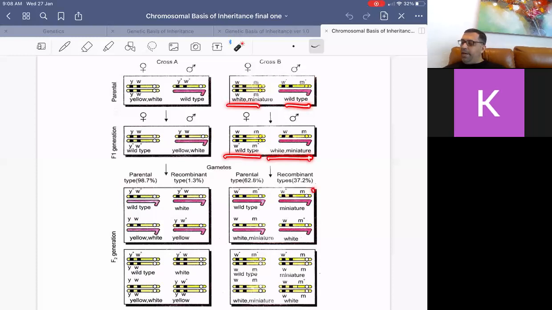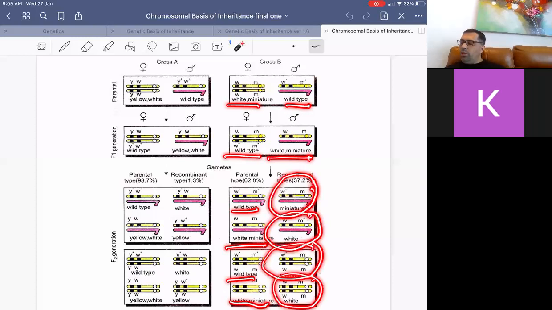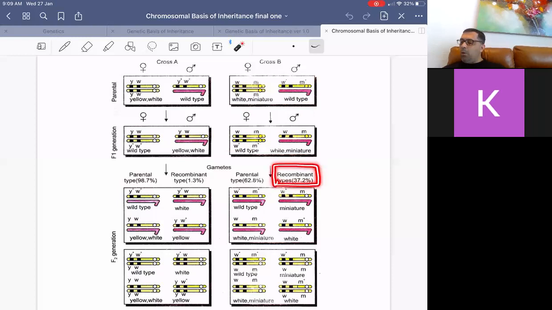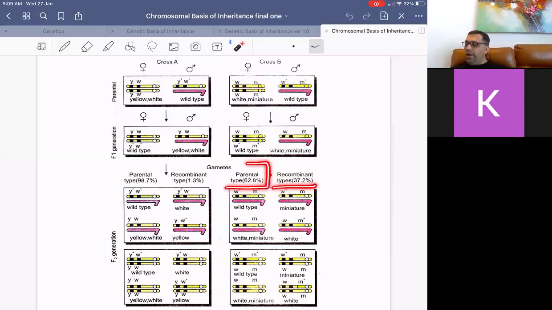But you got new combination. You got miniature and you got white. So, these were recombinants. And what are the percentage of recombination you got? 37.2%. And parental type kitna aaya? Only 62.8%. And recombinant kitna aaya? 37.2%.